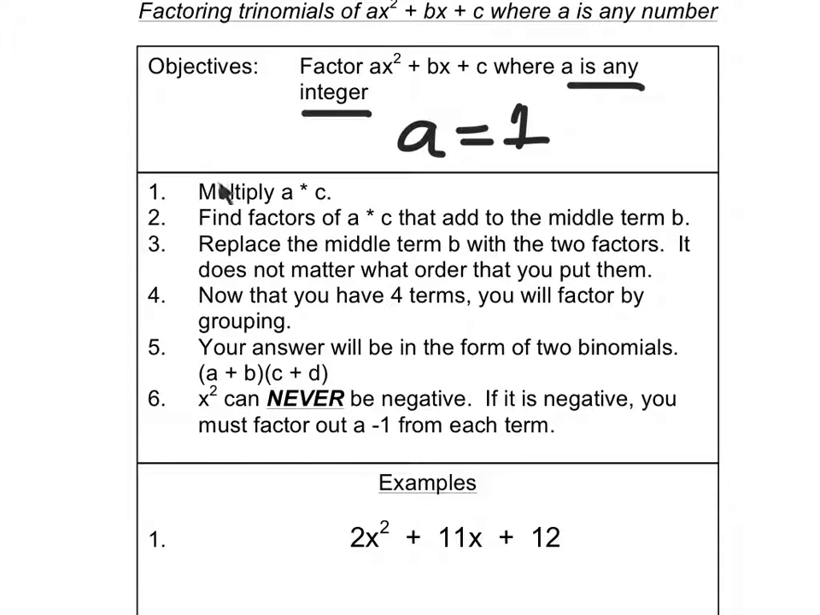I'm going to multiply A by C, okay? A times C, then I'm going to find factors of A times C that add to the middle term B. The process, again, is still the same. When I find those two numbers, I'm going to replace the middle term with the two factors that I had. I'm going to get 4 terms, and now I'm going to factor by grouping. Okay. Reminder: x squared can never be negative. If it's negative, you've got to factor out that -1 first every time.